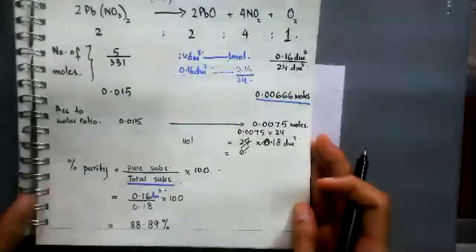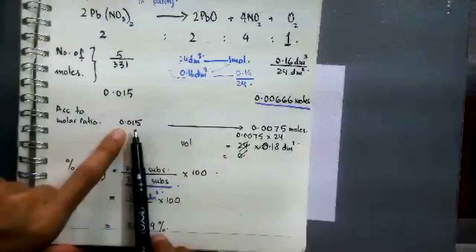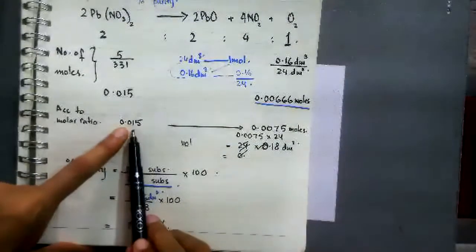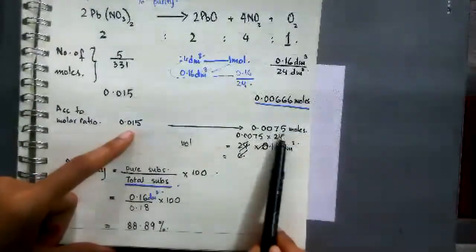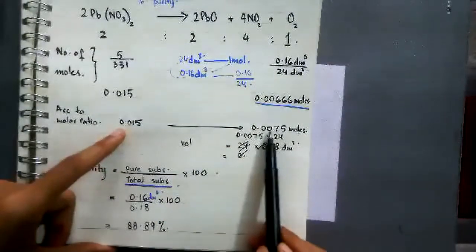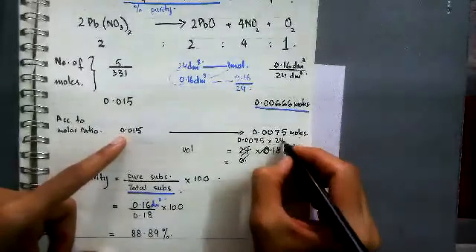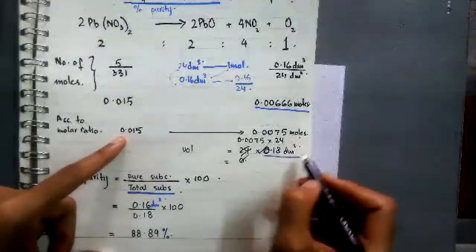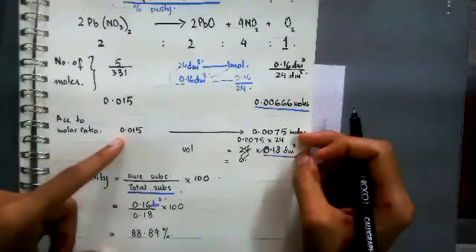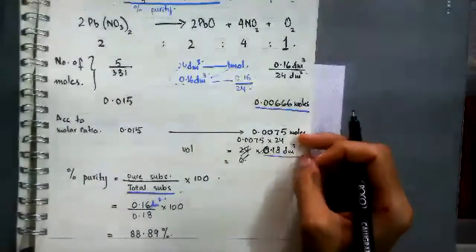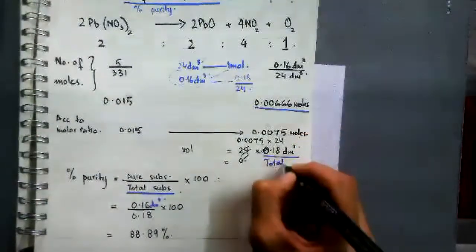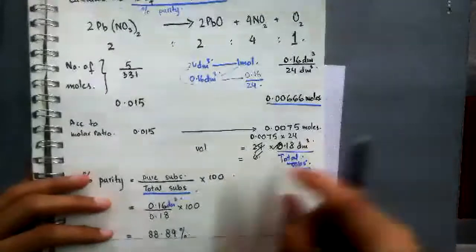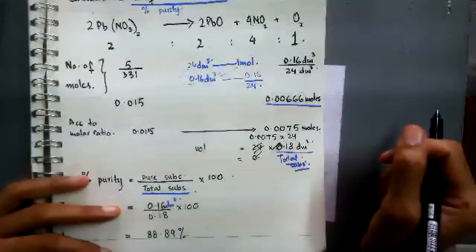According to the molar ratio, this should have been half of it. Half of 0.015 is 0.0075 moles. If I multiply that by 24, I will get 0.18 dm cube, which will be the ideal volume of the pure substance. No, sorry, this is the total substance. I did not get time to prepare this, so if I find a mistake, I will mention it in the next class.